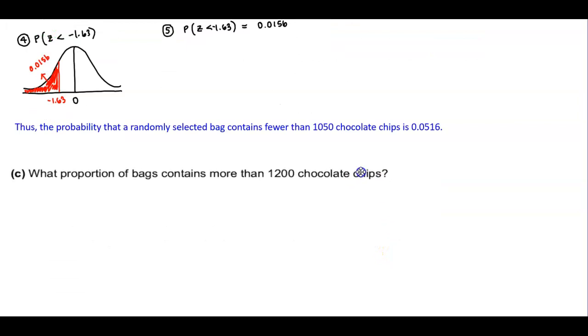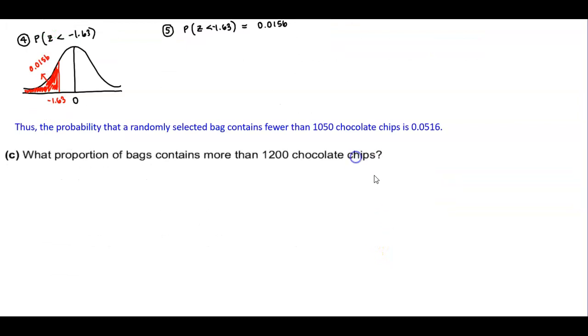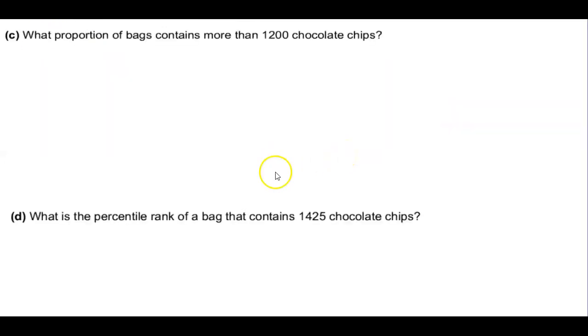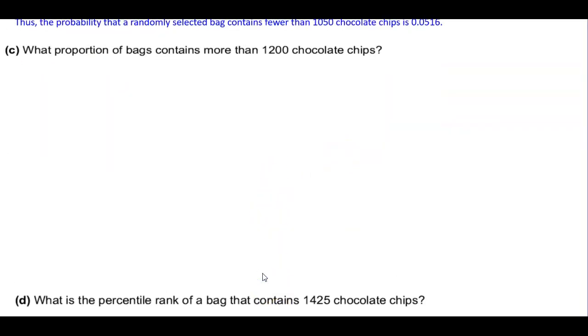Okay, now let's move to part C. And this is asking us what proportion of bags contains more than 1,200 chocolate chips. So let's go ahead and take a look at that. So for part C, what we want to find is the probability that X is greater than 1,200.